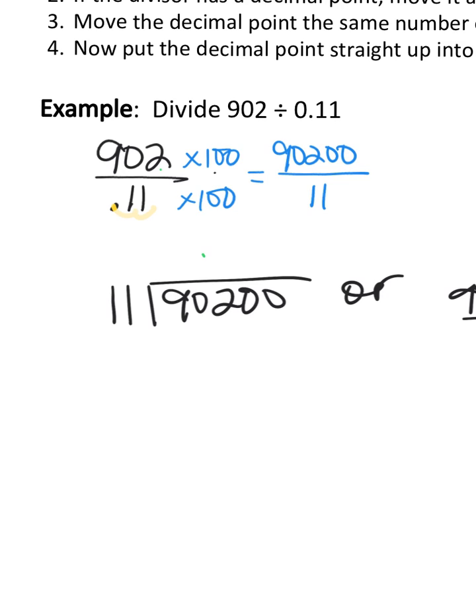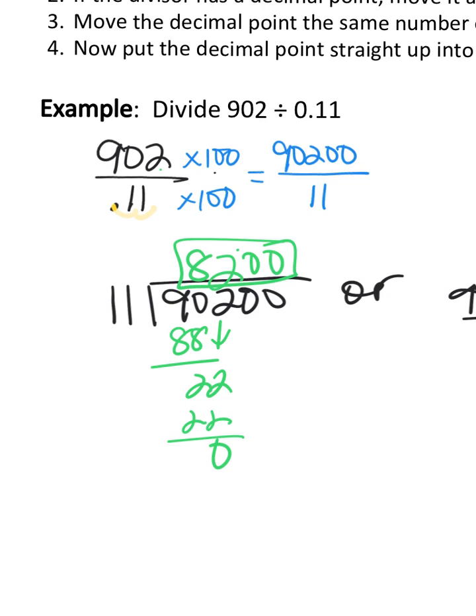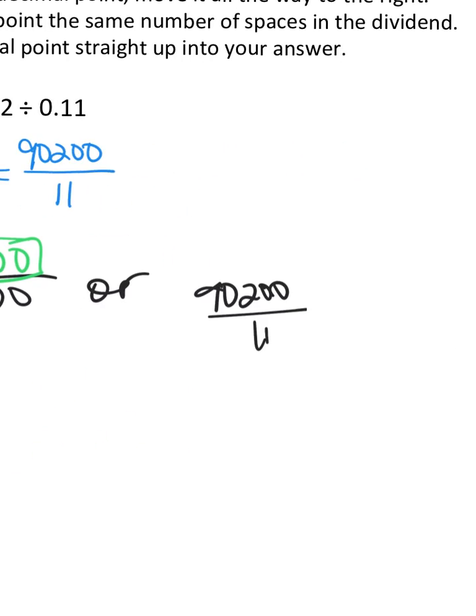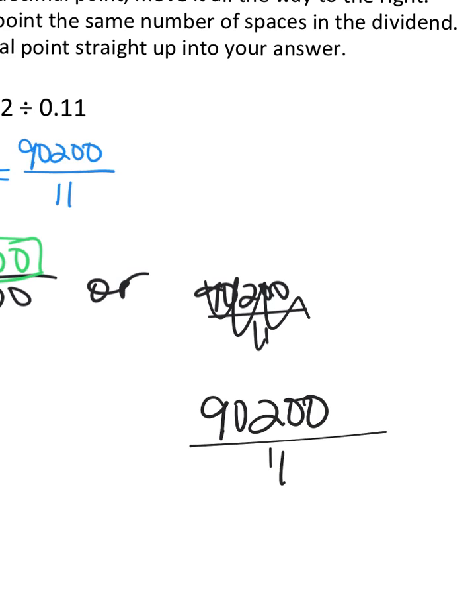So 11 goes into 90 8 times. That gives you 88. Subtract, you get 2. Bring that 2 down. And 11 goes into 22 twice. 11 times 2 is 22. I don't have anything left over. And now I can get my answer of 8,200. Same thing over here. We can do that the same way. And actually, let me rewrite that because that did not come out well. So 90,200 divided by 11. Because now since I took care of that decimal, I multiplied everything by 100. I don't have a decimal anymore now, so it makes that a lot easier.